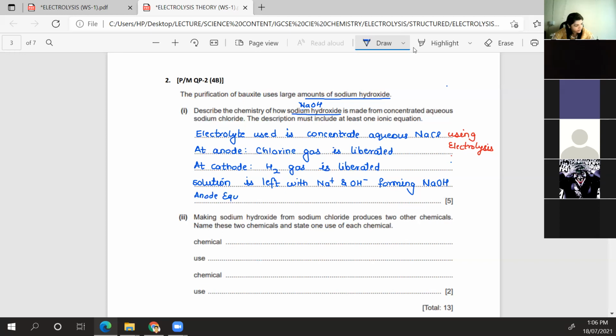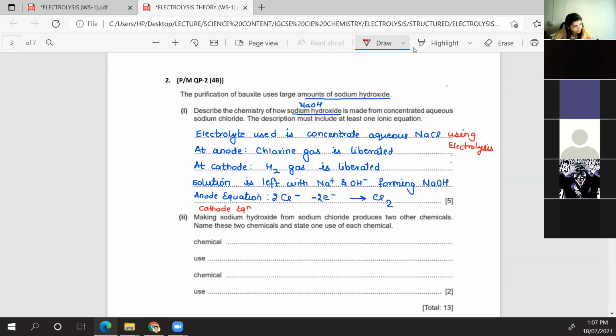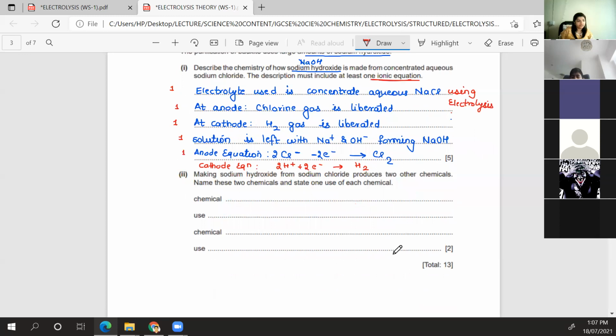So anode equation, since at anode it's chlorine and it is oxidation, loss of electrons, so Cl minus, losing electron, forming Cl, but we know Cl is diatomic, so 2 Cl minus, minus 2 electrons gives Cl2. And one more extra we can write as cathode equation, which is H plus plus electron forming H, and H2, 2H plus and 2 electrons gives H2. So this gives you 1 mark, 1 mark, 1 mark, 1 mark, and 1. Total 5. Okay.